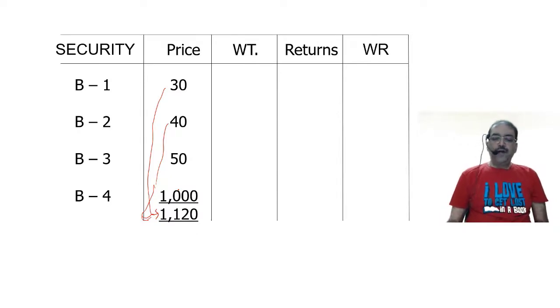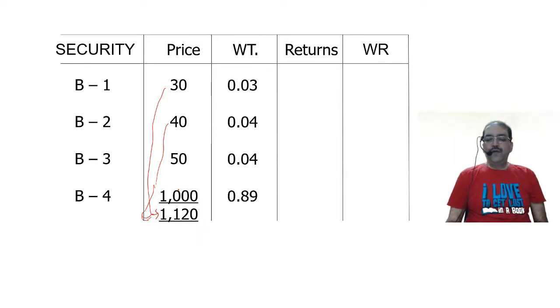You can use a calculator. 30 divided by 1120, I have to round it up to 2 decimals. So I get 0.03. 40 divided by 1120, rounded up to 2 decimals, I get 0.04. 50 divided by 1120, again rounded up to 2 decimals, is 0.04. And 1000 divided by 1120 comes to 0.89. The total of all the weights should be equal to 1.